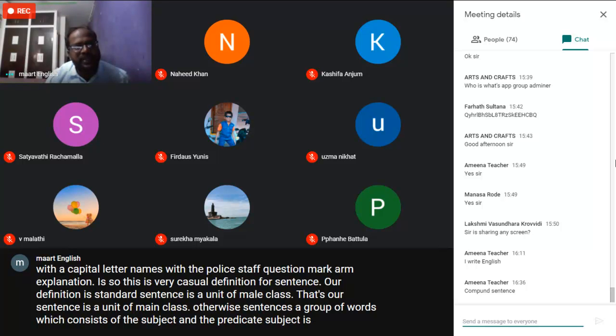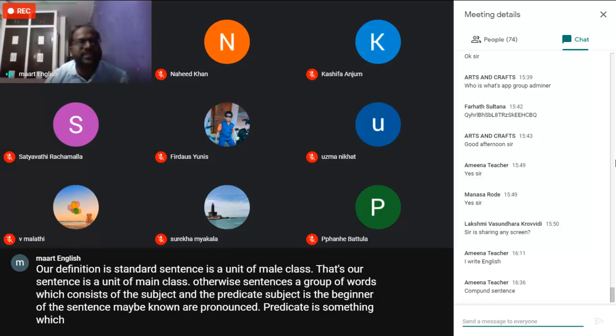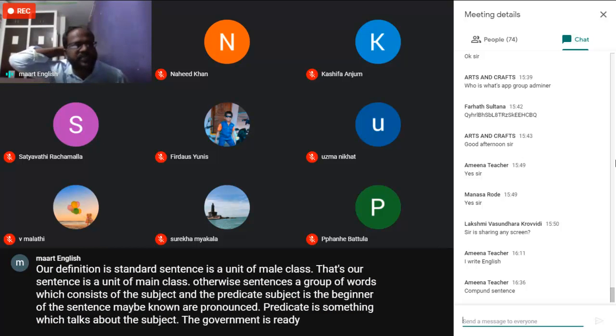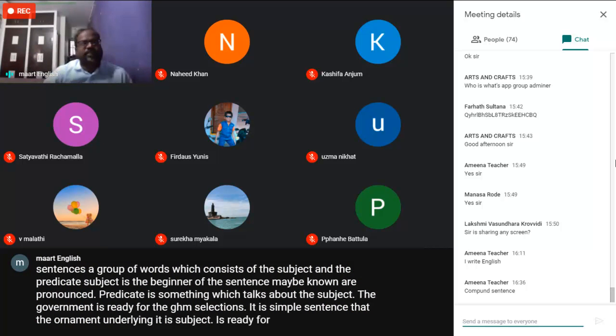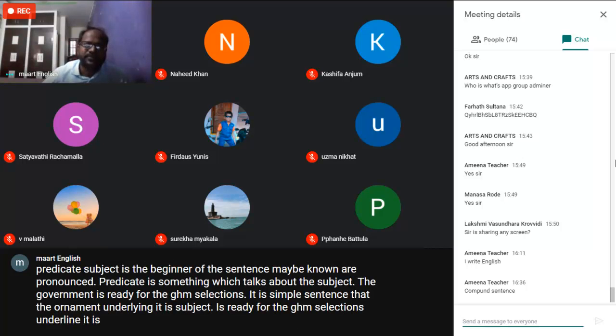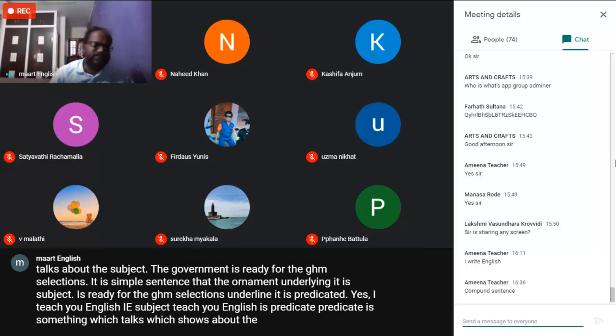Subject is the beginner of the sentence, may be a noun or pronoun. Predicate is something which talks about the subject. The government is ready for the GHMC elections. It is a simple sentence. The government, underline, it is the subject. Is ready for the GHMC elections, underline, it is the predicate. I teach you English. I is the subject. Teach you English is the predicate. Predicate shows something about the subject. It's called predicate, prediction.